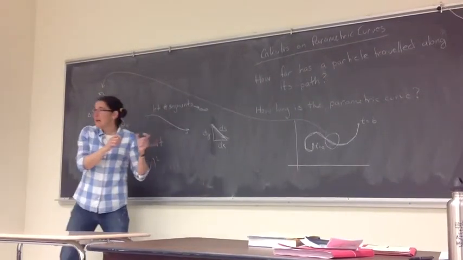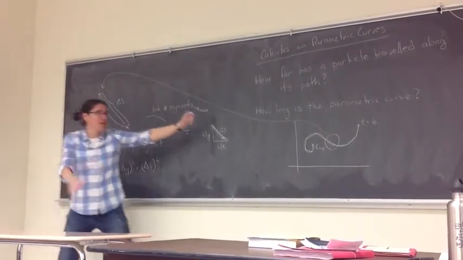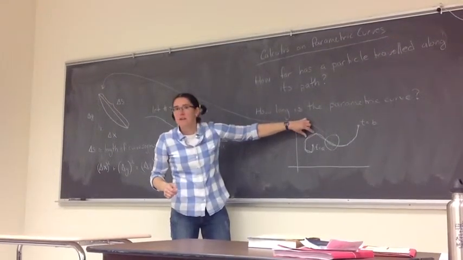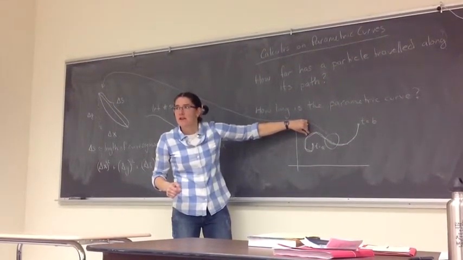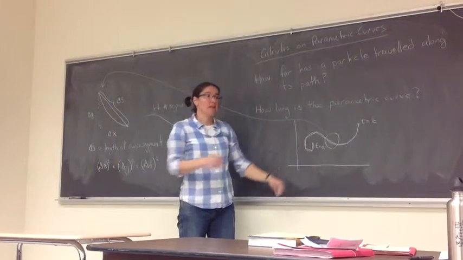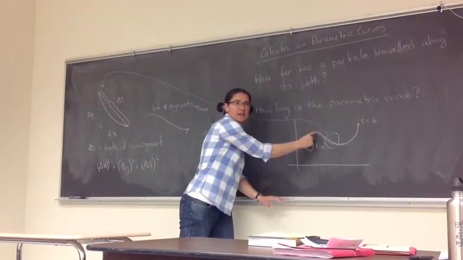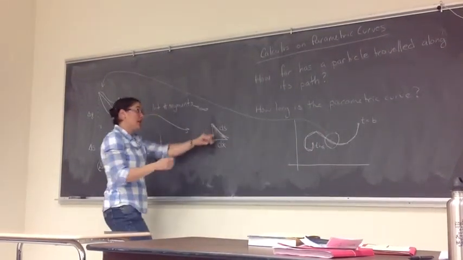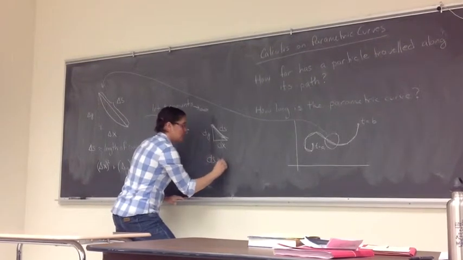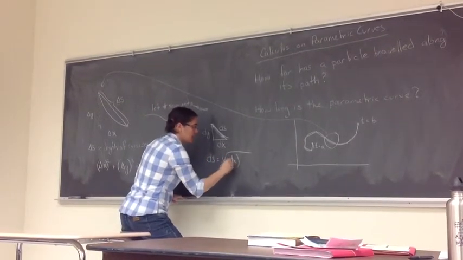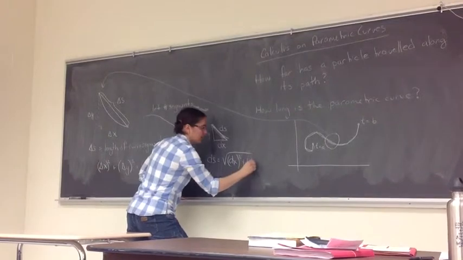And so as I allow that number of segments to go off to infinity, each segment gets very, very tiny. And so we can approximate the length of our segment of the curve with ds, where ds is equal to the square root of dx squared plus dy squared.